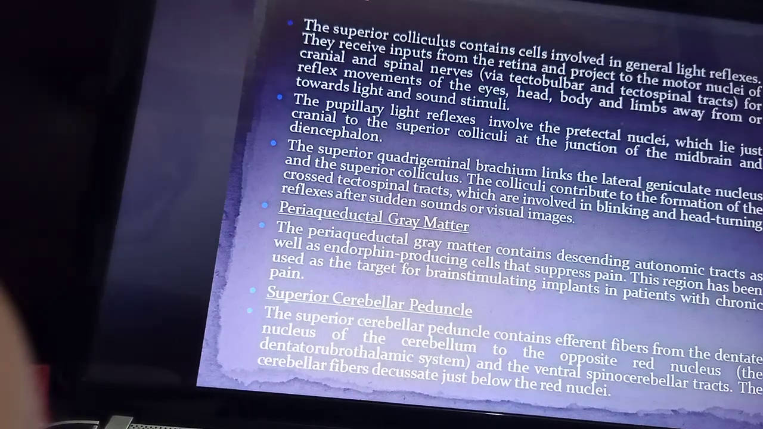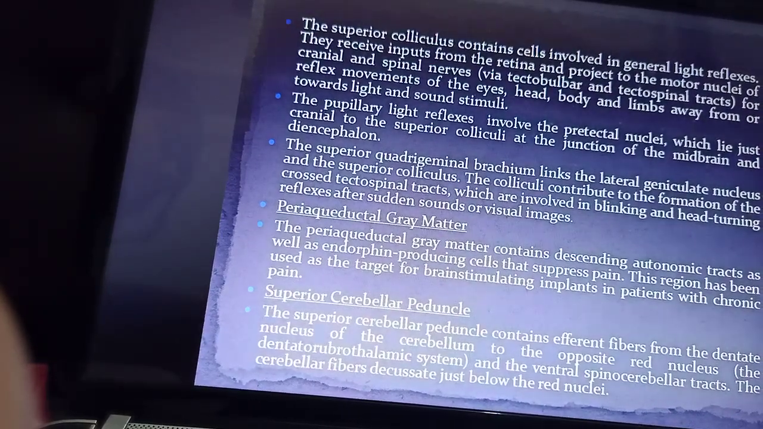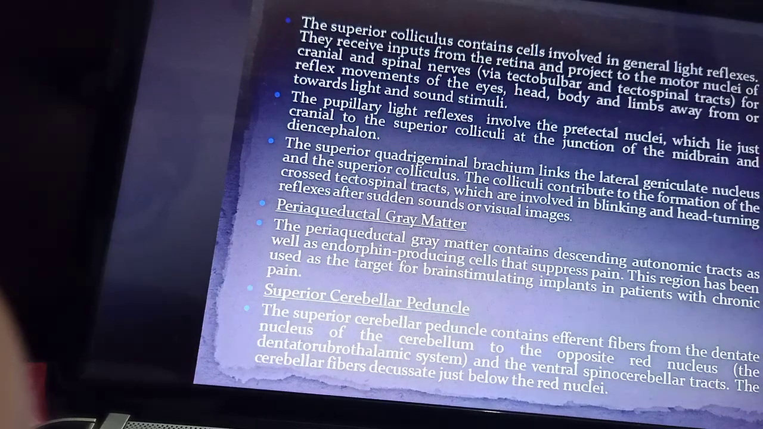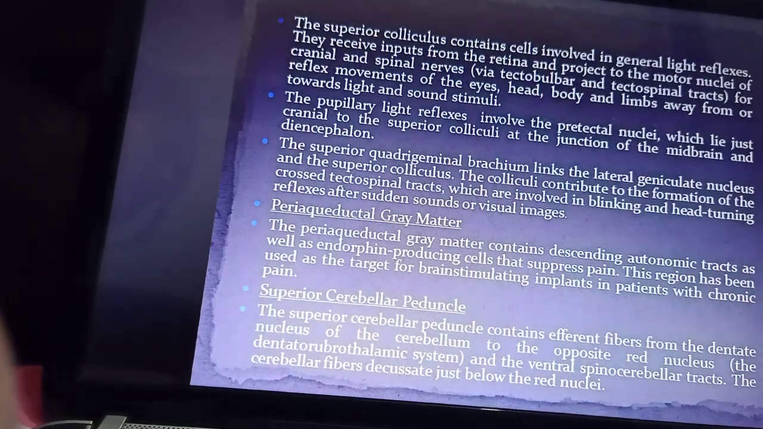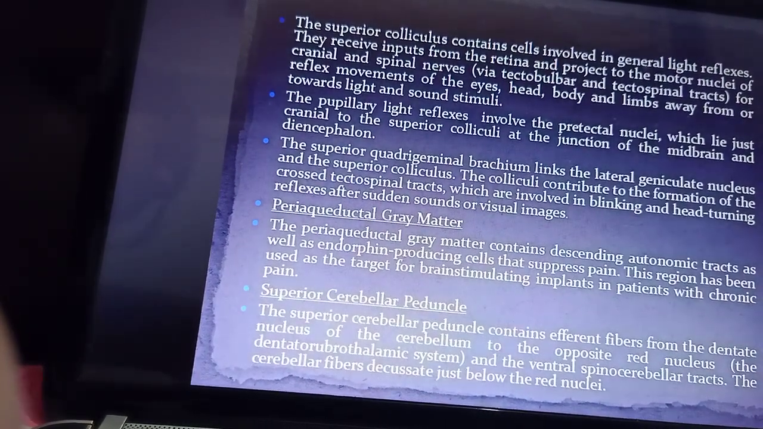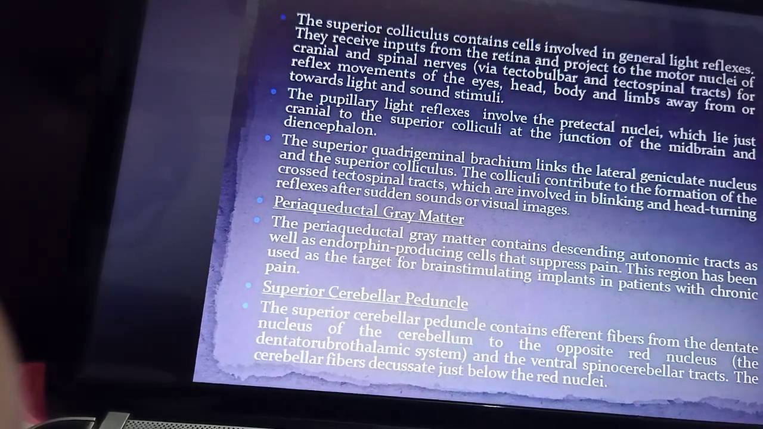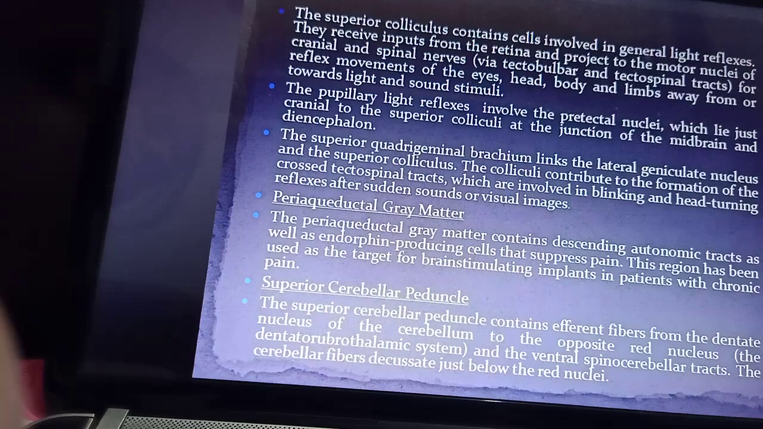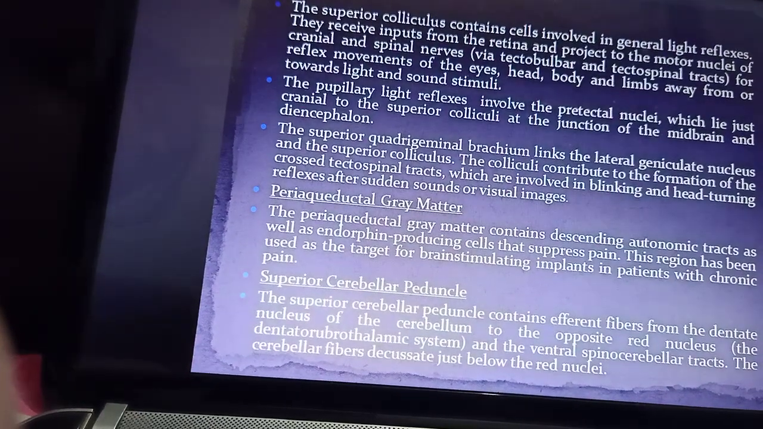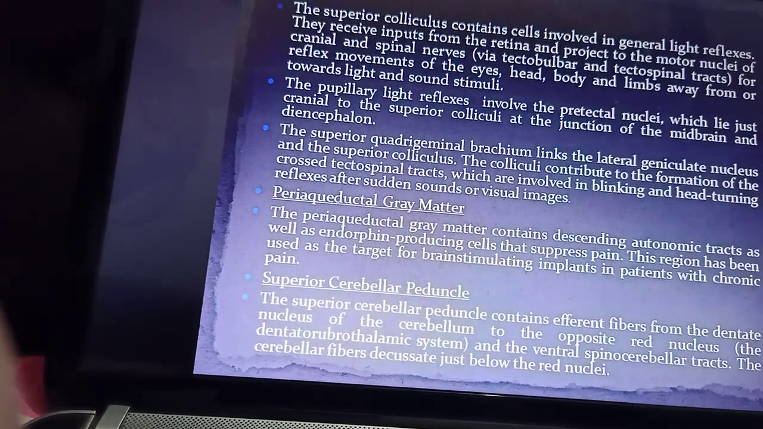Periaqueductal grey matter. The periaqueductal grey matter contains descending autonomic tracts as well as endorphin producing cells that suppress pain. This region has been used as a target for brain stimulating implants in patients with chronic pain.